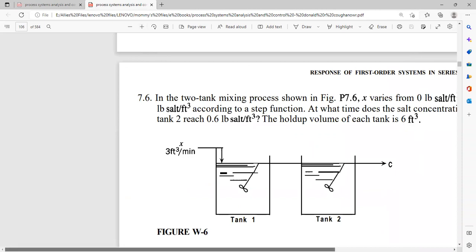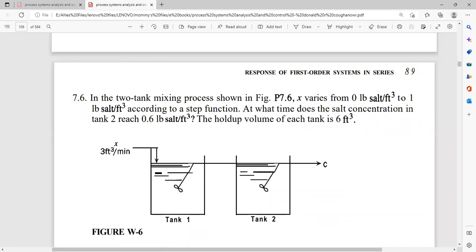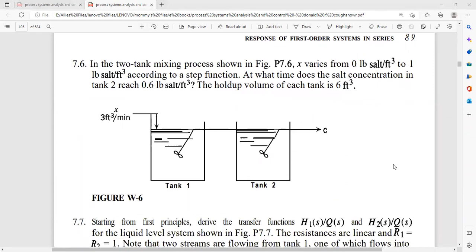So this time we'll be talking of a different system, and that's a mixing system. For our last sample problem: in the two-tank mixing process shown in the figure, X varies from 0 pounds salt per cubic feet to 1 pound of salt per cubic feet according to a step function. So meaning the original concentration X, which is 0, was changed to 1 pound per cubic feet according to a step forcing function. So it's a unit step forcing function because the change is just 1. At what time does the salt concentration in tank 2 reach 0.6 pounds of salt per cubic feet? Now the hold up volume, or simply the volume of each of these tanks, is 6 cubic feet.